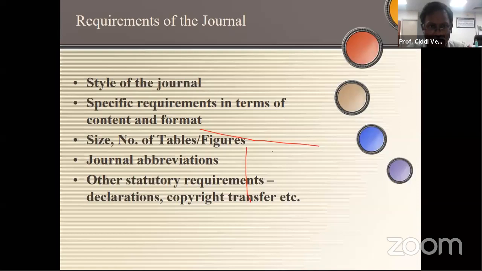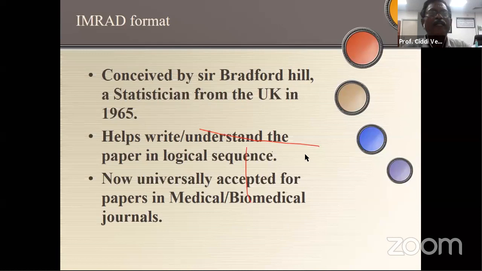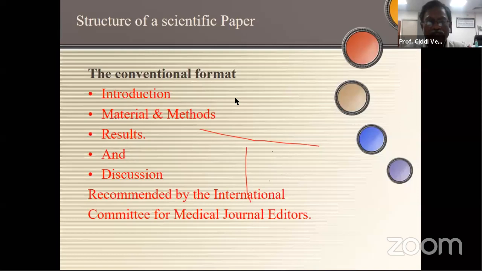The most acceptable format for sending a manuscript for publication is IMRAD, proposed by Bradford Hill, a statistician from the UK, in 1965. It helps to write and understand the paper in a logical sequence. Many universities accept papers in medical and biomedical journals in the IMRAD format. What is IMRAD? Introduction, Materials and methods, Results, and Discussion. This is the format recommended internationally for many medical and pharmaceutical science journals.